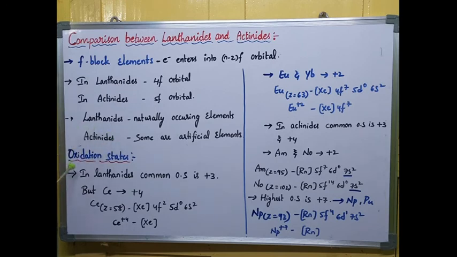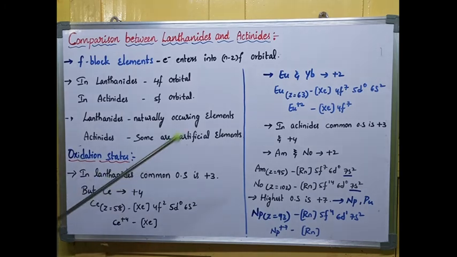Already we know the common oxidation state of lanthanides is +3, but there are some elements which can exhibit +4 and +2 also. The best example I can give you is cerium. Cerium, atomic number 58: if you write the electronic configuration, we get xenon 4f2 5d0 6s2. So cerium +4, on losing 4 electrons, will become xenon, the noble gas configuration. So it loses 4 electrons and exhibits the +4 oxidation state.